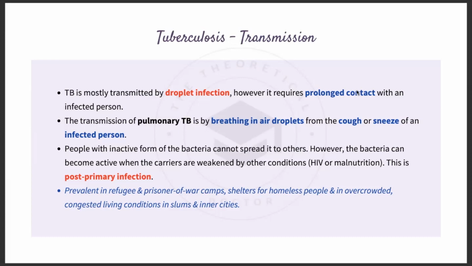Tuberculosis in general is prevalent in refugee or prisoner of war camps, shelters for homeless people, or in overcrowded, congested living conditions in slums and inner cities. Basically, if there's overcrowding, there tends to be a lot of TB cases.